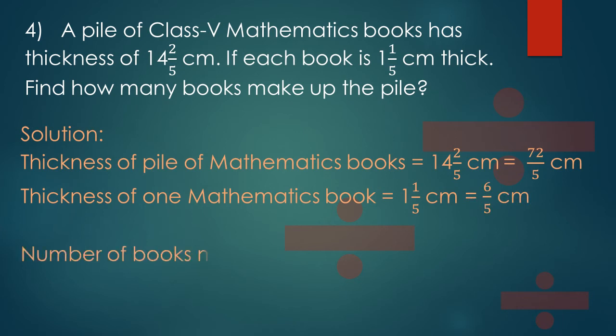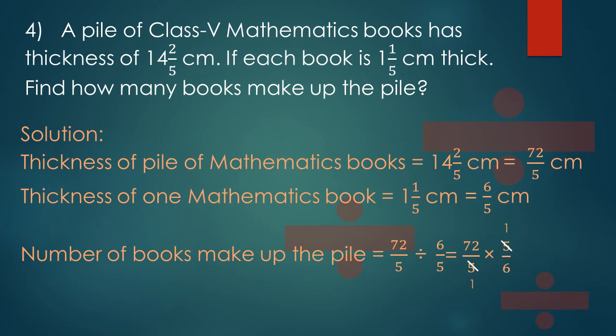And the third statement is number of books that make up the pile is equal to 72/5 divided by 6/5. Write 72/5 as it is. Change the division sign to a multiplication sign and write the reciprocal of the divisor, which is 5/6. Here I see both 5s are divisible by the same number 5. So cancel them out by 5. 5 1s are 5. Again 5 1s are 5. Again 72 and 6 both are divisible by the same number 6. So cancel them out by 6. 6 12s are 72 and 6 1s are 6.